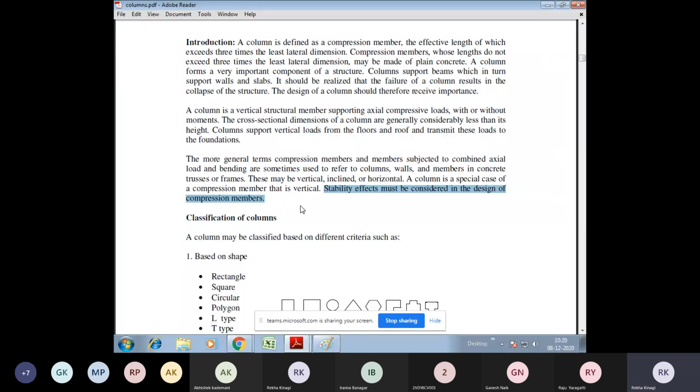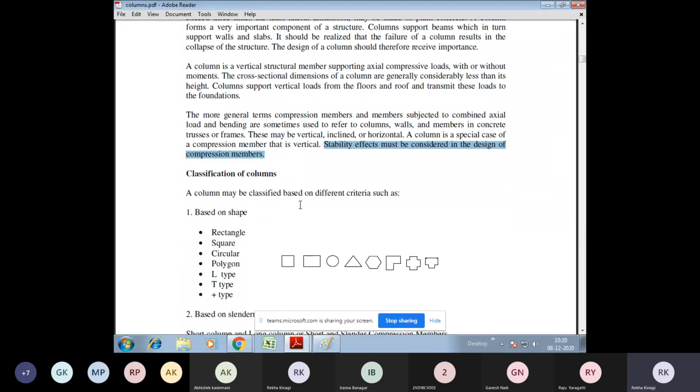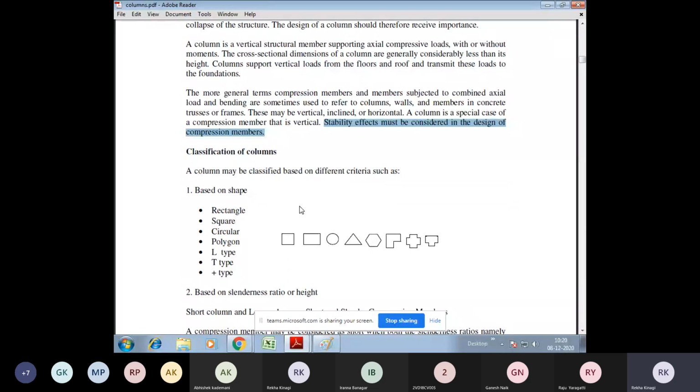So with this background, let's proceed with the classification of the columns. The classification may be based upon different criteria. The first one is based upon the shape. Here we have the rectangle, square, circular, triangular, polygonal and L shape, plus shape, T shape and all. So depending upon the cross section of the column, we can define the column as rectangular, square, circular, polygon.